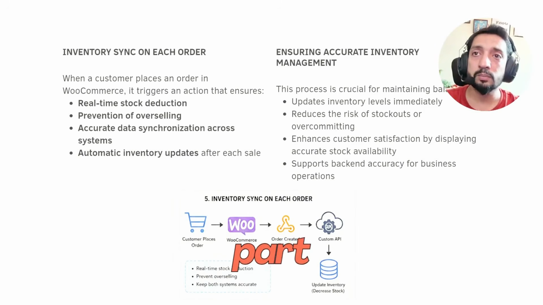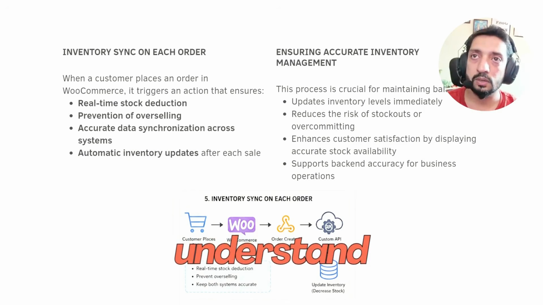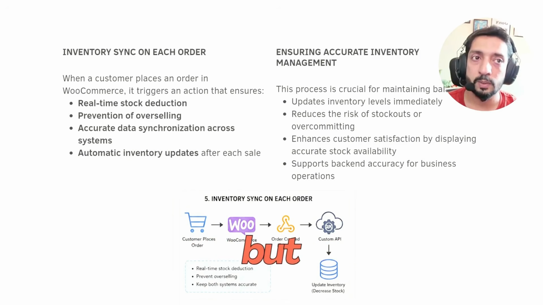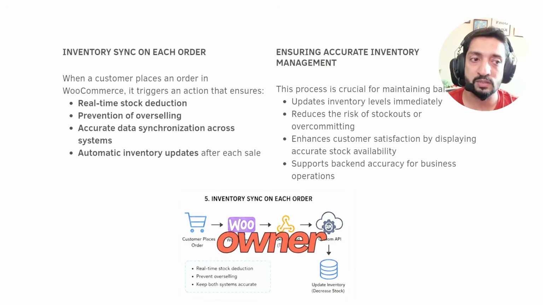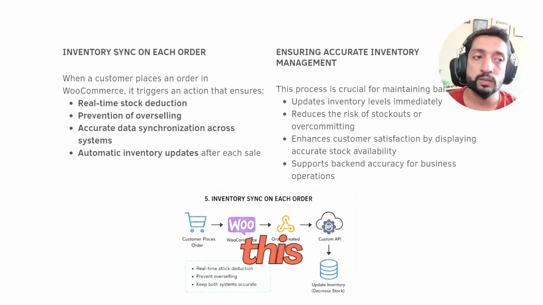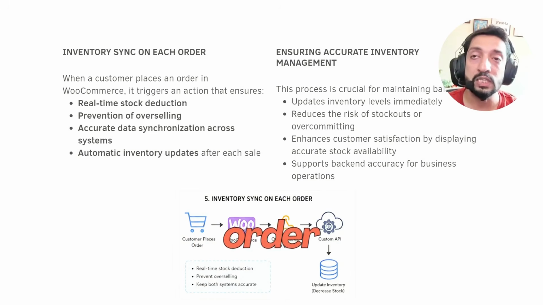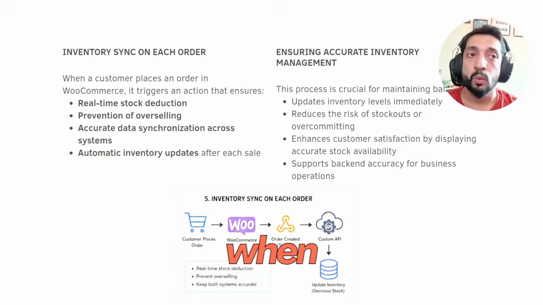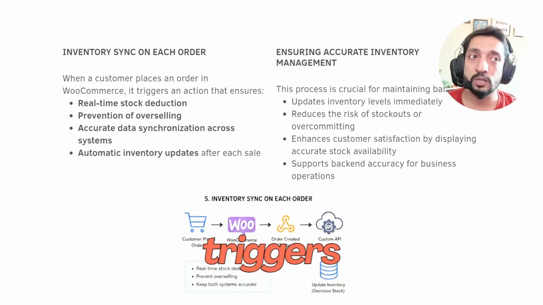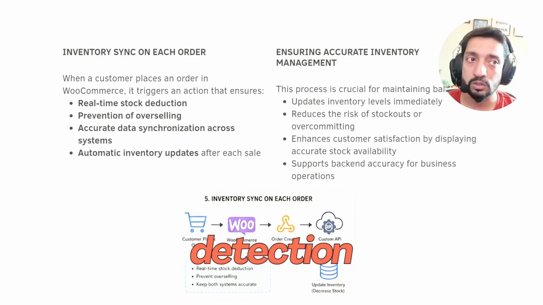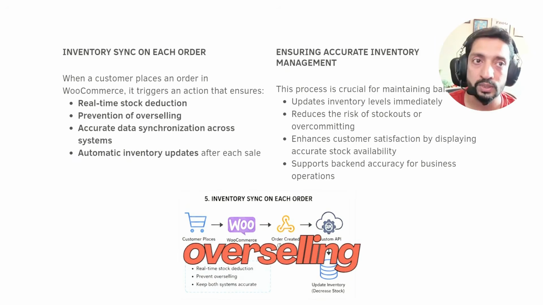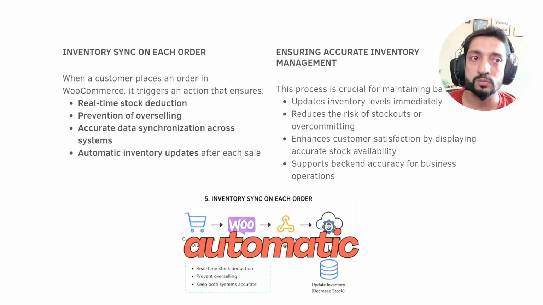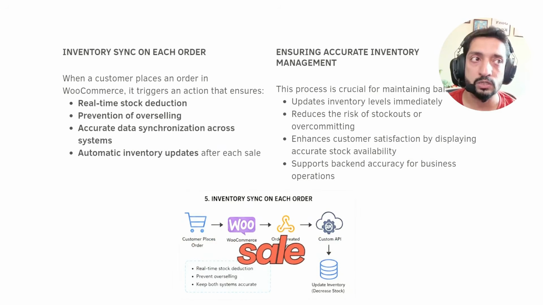Now there's another part which is a bit technical, but this has to be understood not as a developer but with common sense, I would say, as a businessman, as a business owner. So this point is inventory sync on each order. Now, when a customer places an order in WooCommerce, it triggers an action that ensures real-time stock detection, prevention of overselling, accurate data synchronization across systems, and automatic inventory update after each sale.